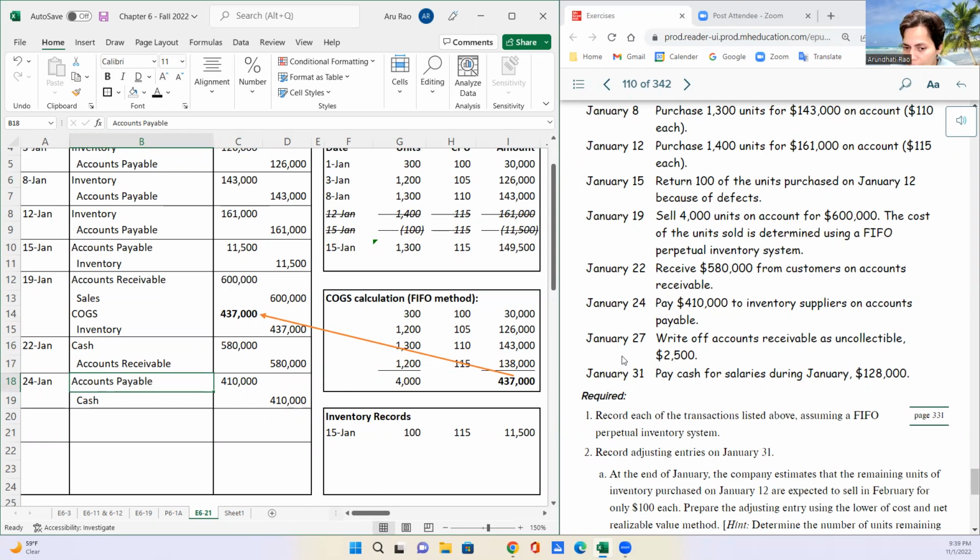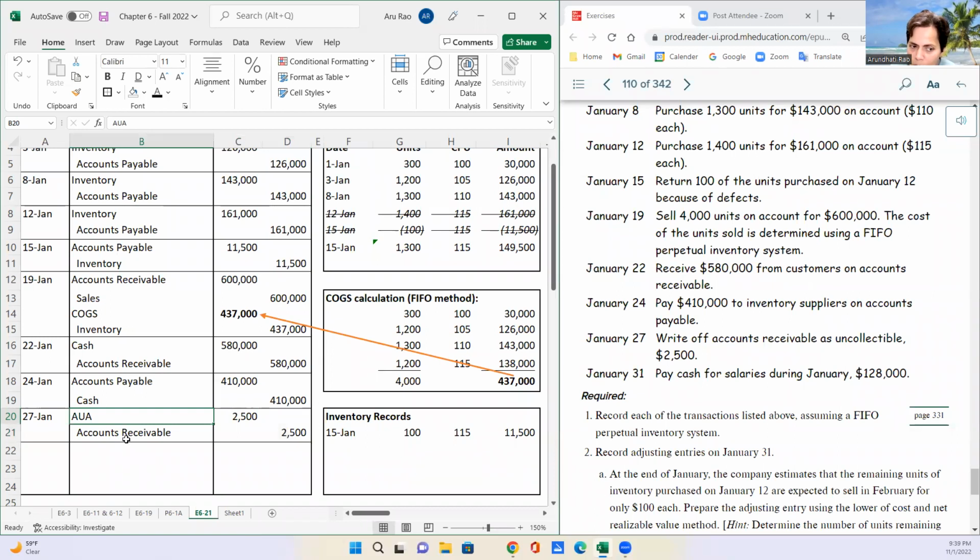On the 27th, the receivables that I have in my books, I decided to write off $2,500 of those receivables. I am writing off a receivable, which means I'm taking it off my books. I'm crediting accounts receivable, $2,500. The question is, what account do I need to debit? As I'm using the allowance method, I have to debit the allowance for uncollectible accounts.